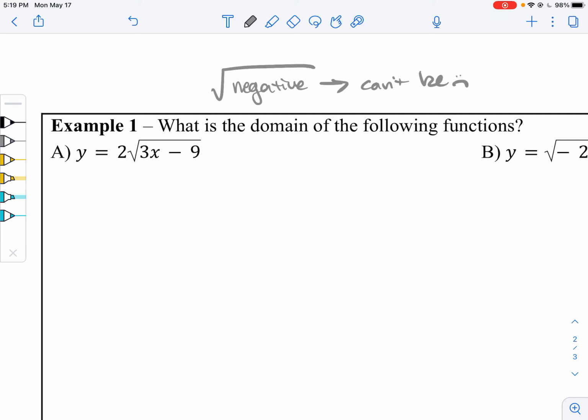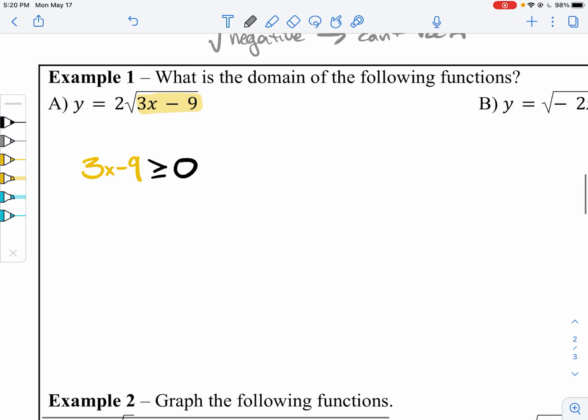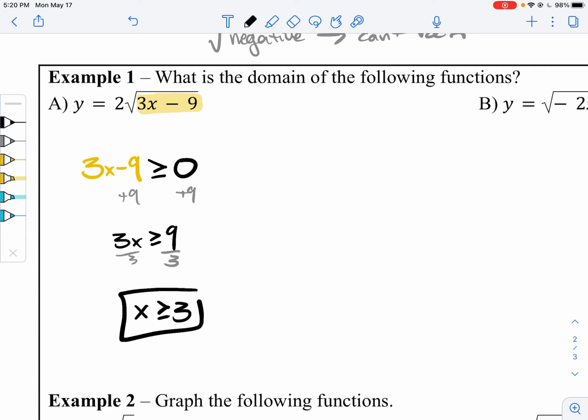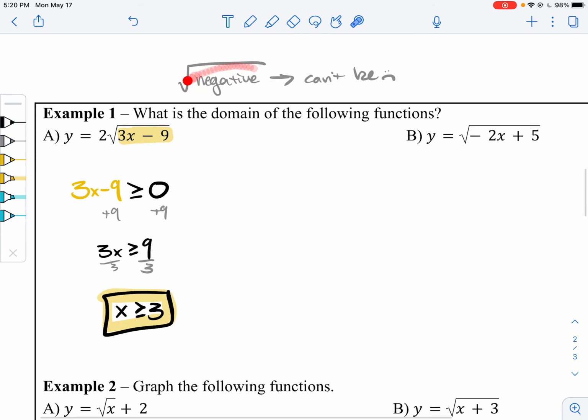Sweet. Okay, so we look at our radicand and we figure out what would make 3x minus 9 be negative. So what needs to happen for 3x minus 9 to be greater than or equal to 0? Well, let's find out. We add 9 to both sides. That gives us 3x is greater than or equal to 9. We'll divide by 3. So we get x is greater than or equal to 3. And that's our domain. As long as x is greater than or equal to 3, then a radical will be positive, because we cannot have a negative radical. Ta-da!